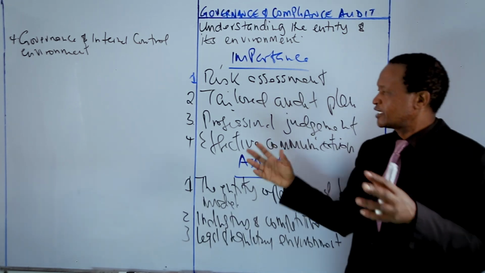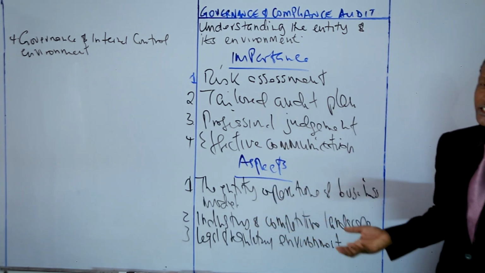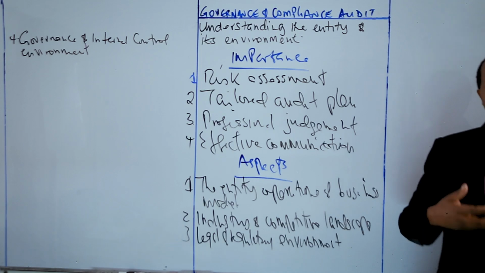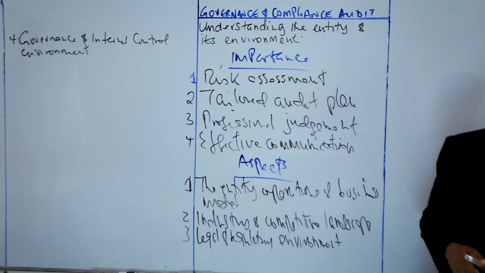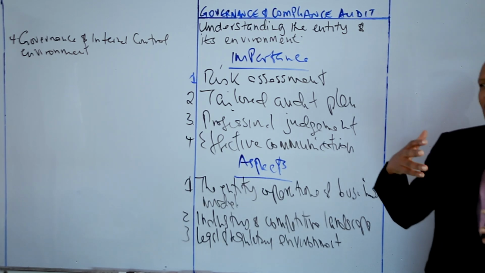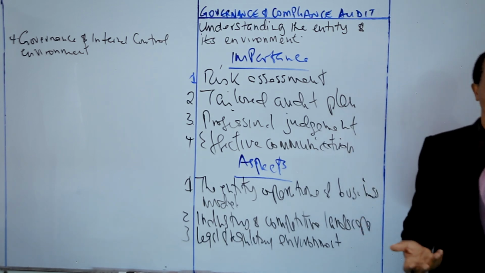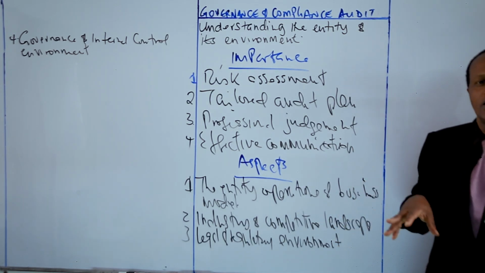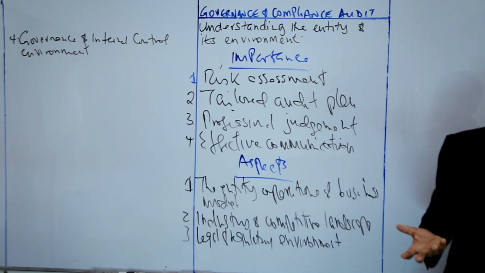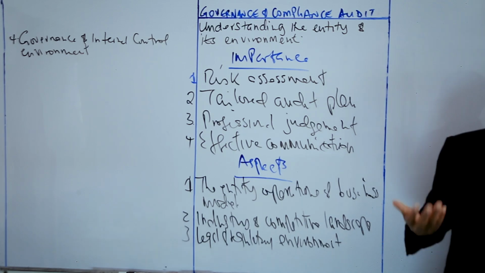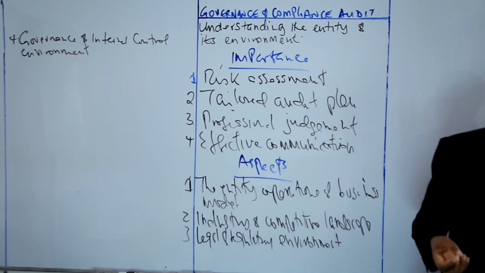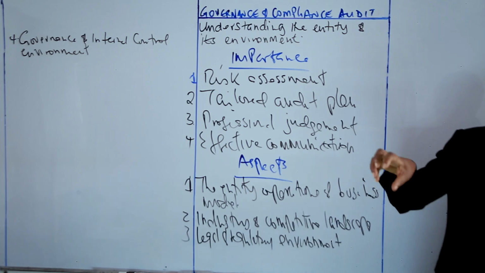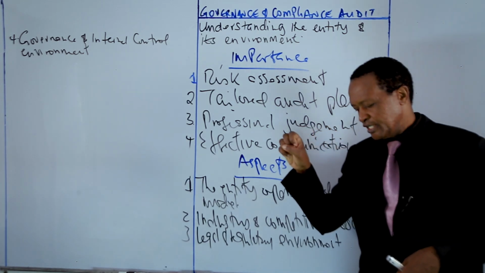Another way of getting this understanding is just reading industry publications, policy, and also analyst reports, news articles, just to stay informed about the entity's environment. The auditor may also leverage on previous audits. If available, the auditor should review prior audit reports and management letters to understand past issues and the entity's response to such issues.